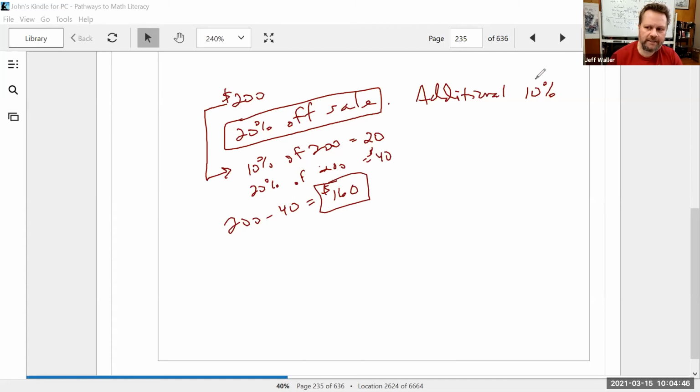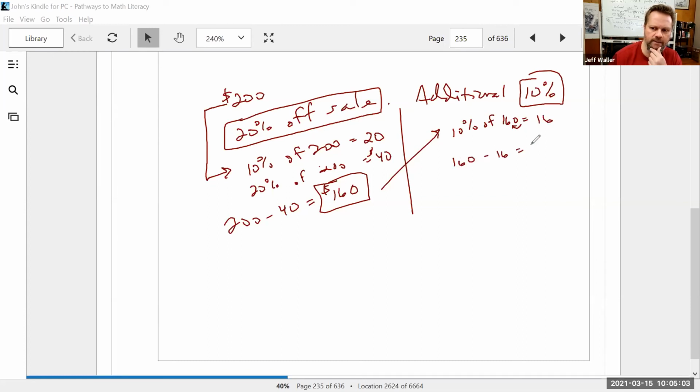Now they take an additional 10% off. So that would be 10% of 160, which is how much? Just divide by 10. It's gonna be 144. So 160 minus 16 is 144. So again, I really want everybody with me. I'm figuring out how much it will change by and then applying the change.